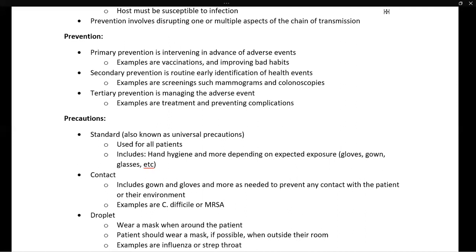Many of you are likely familiar with standard precautions, also known as universal precautions. This is used in the healthcare setting for every single patient encounter. This includes hand hygiene and more aspects of PPE, personal protective equipment, based on the situation you're dealing with. If you're just going to be putting your hands on the patient, then you would wear gloves. If there are bodily fluids that may be spurted out, you may need glasses, gowns, and other such items.